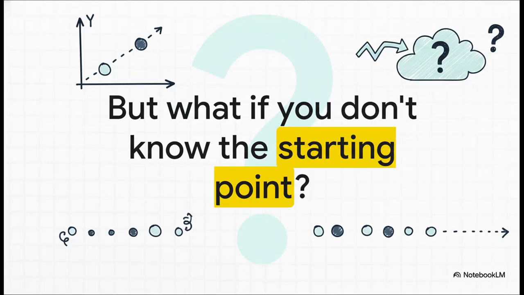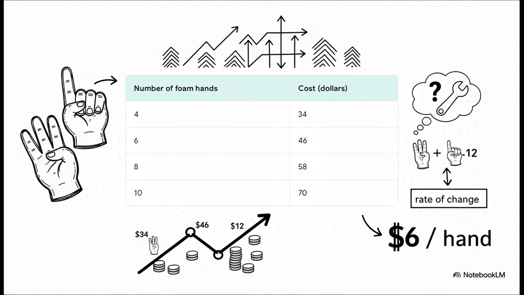I mean, think about it. What if you don't have that perfect data for year zero? What if all you have are a couple of snapshots from the middle of the trend? Are you just stuck? No way. Let's look at this order for foam hands. We can see that 4 hands cost $34 and 6 hands cost $46.